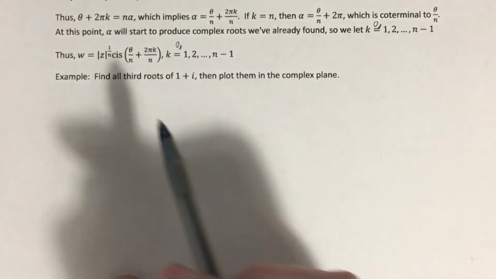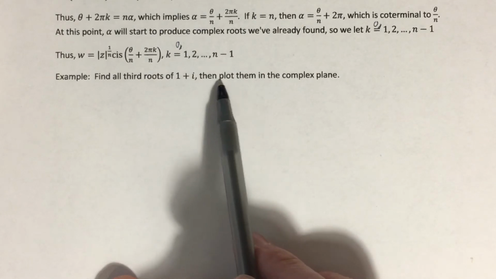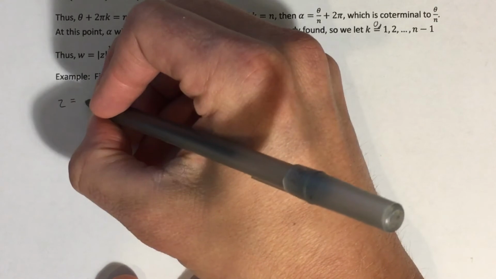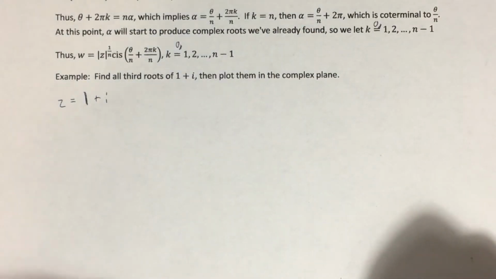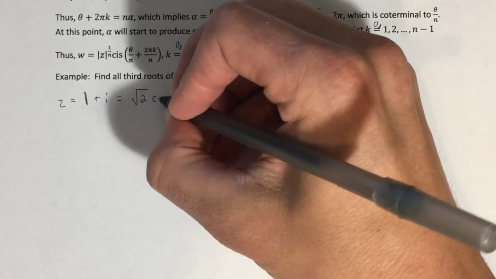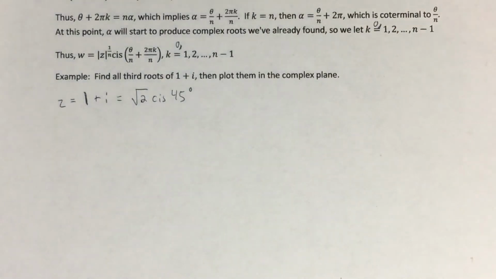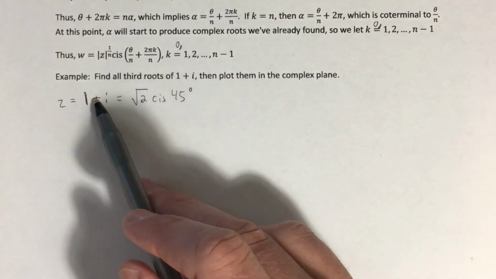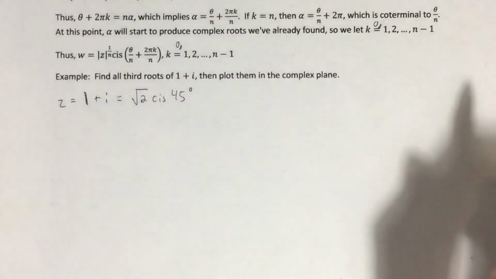So what we're going to do is find all third roots of 1 plus i, and then we're going to plot them in the complex plane. Okay, so z equals 1 plus i. And what I want to do is convert that into polar form. Now, in polar form, this is root 2 cis 45 degrees. You can do the conversion yourself just to make sure that that's accurate, but trust me, it is.